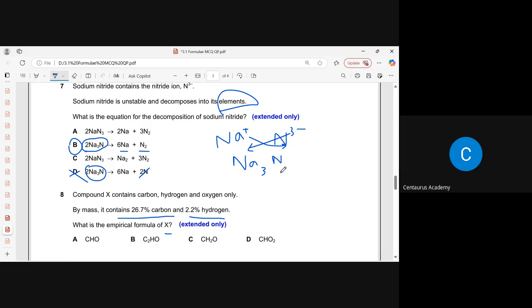When you have such a question where carbon and hydrogen percentages are given, and you don't know the percentage for oxygen, what should you be doing? You're going to subtract the sum of these two elements from 100%, which is taken to be the whole. So 26.7 plus 2.2, and 100 minus that. What will be the answer for this one?